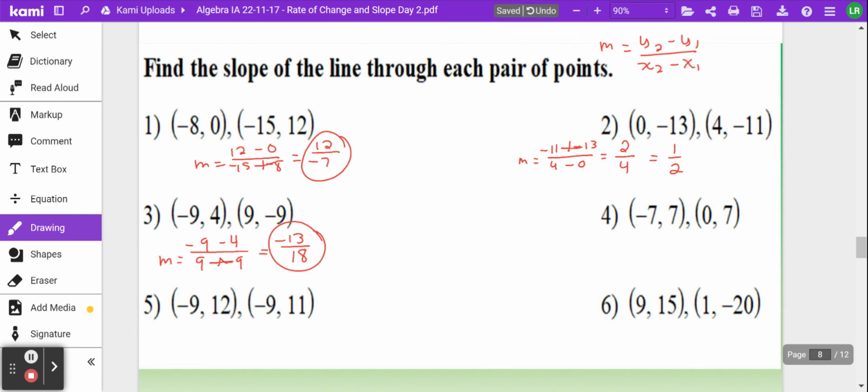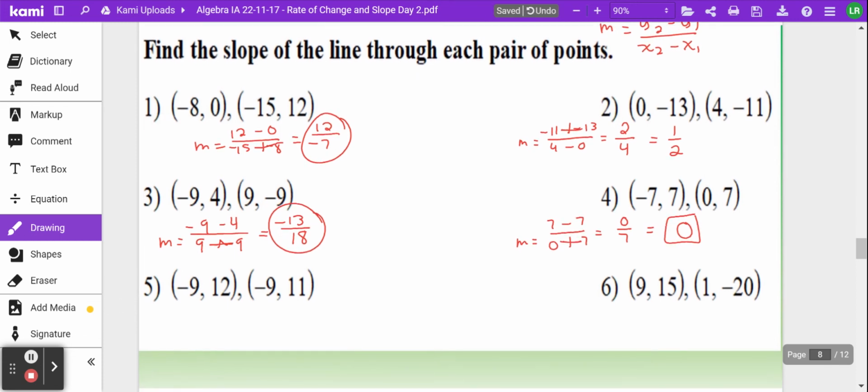Number 4. We should have 7 minus 7 over 0 minus -7. It's going to be 0 over 7. You cannot leave it like that. The final answer is 0.